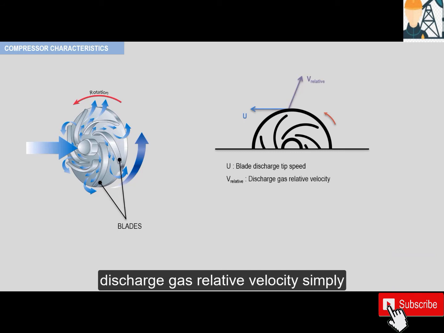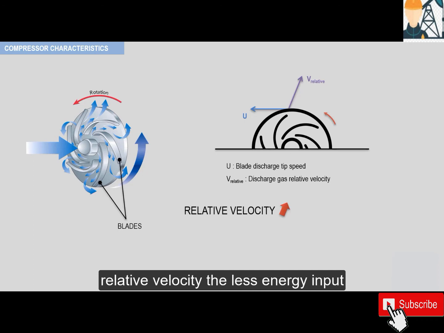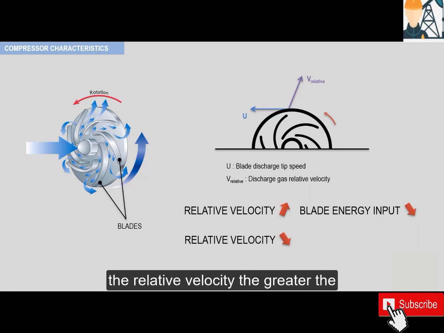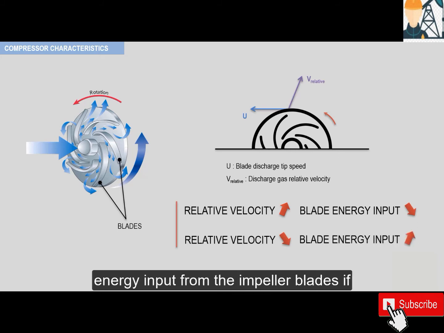relative velocity. Simply stated, the characteristic shape of any dynamic performance curve, so rising head versus decreasing flow rate, is a direct result of the relative velocity through the impeller or blades. The higher the relative velocity, the less energy input from the impeller blades, and the lower the relative velocity, the greater the energy input from the impeller blades. If this concept is not crystal clear for you right now, then don't worry. We'll get back to it in later videos with more details.